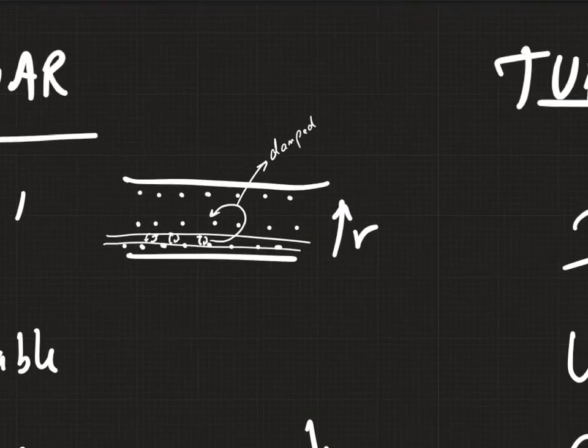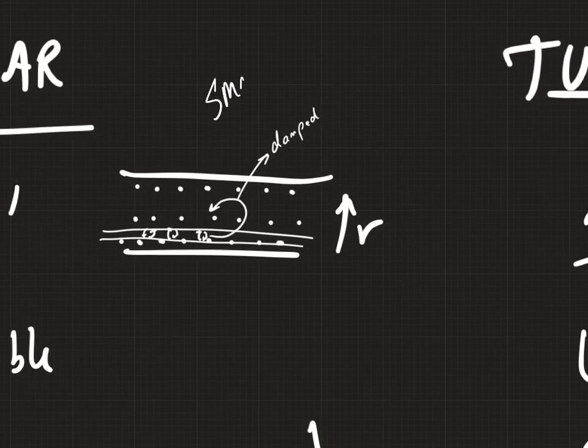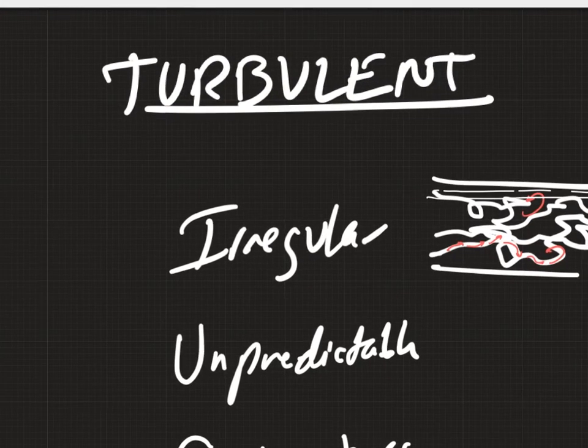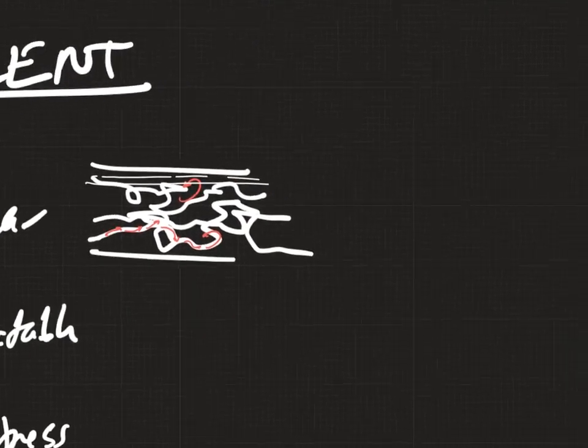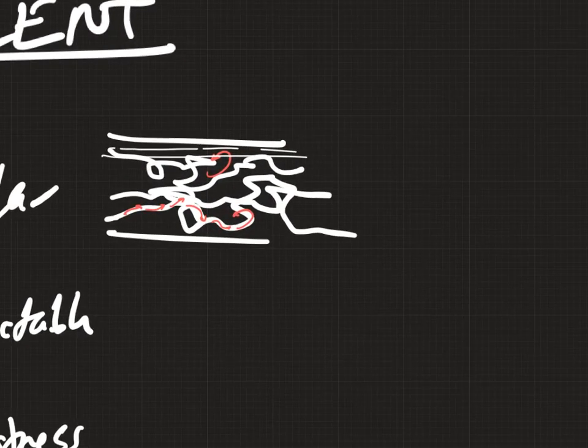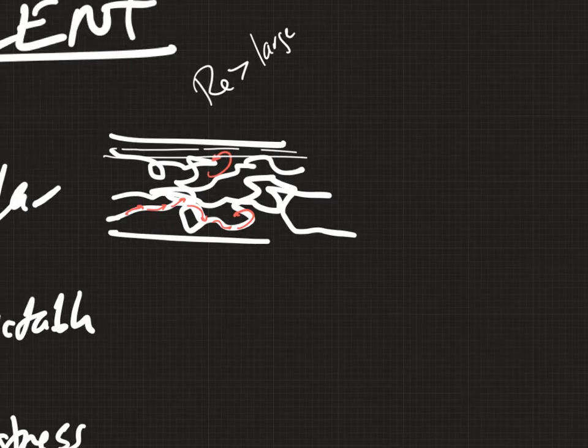Okay? So in other words, this is a small Reynolds number because the viscosity is relatively large. Whereas over here, the viscosity is not preventing all these movements in this turbulent flow. So the Reynolds number is large, greater than some arbitrary number.